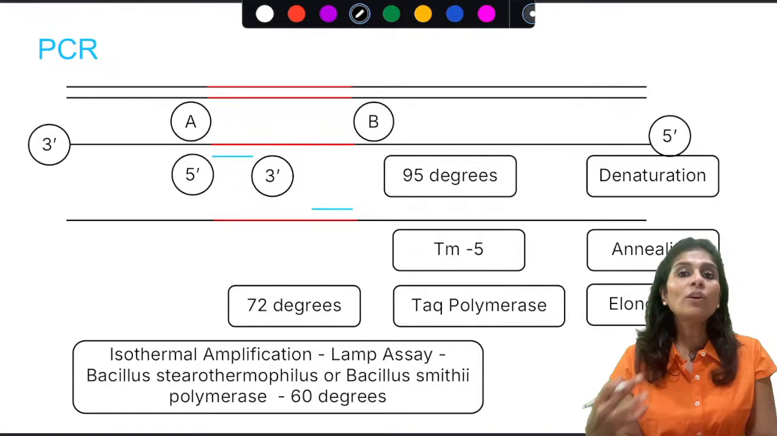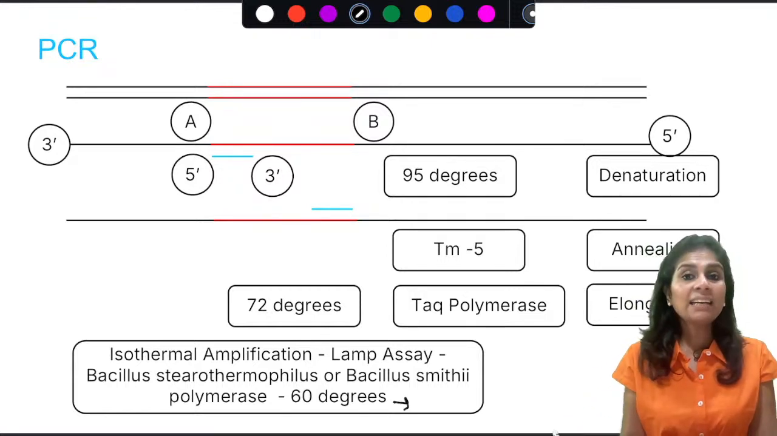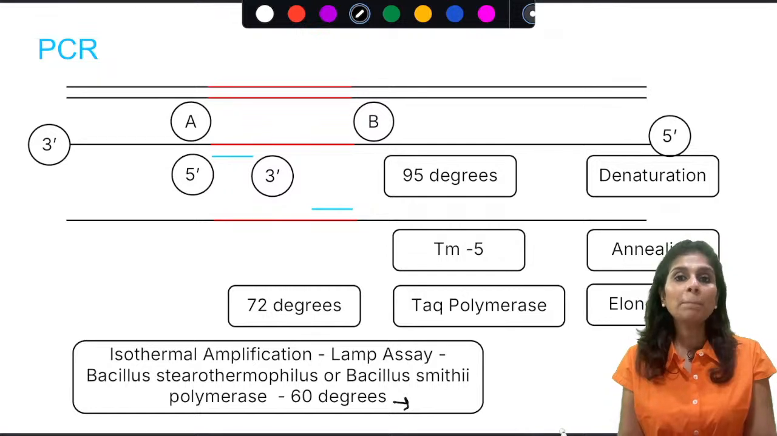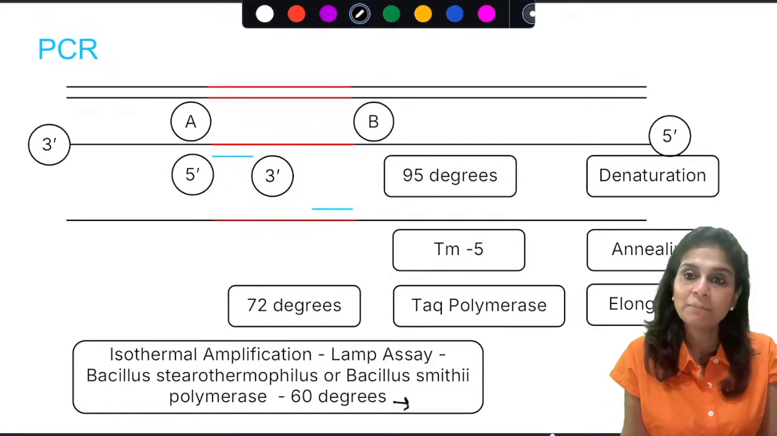So that is about what is a LAMP assay. Okay. So you don't need any technical expertise to handle this LAMP assay. Anybody who can make a tea will be able to use LAMP assays. Got it?